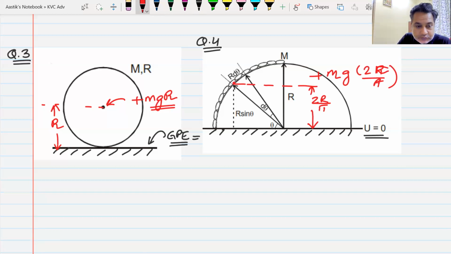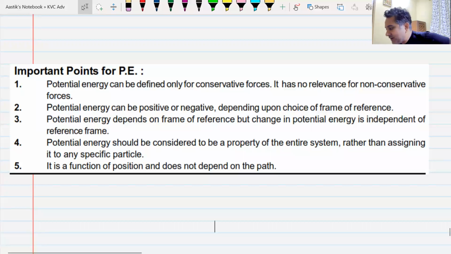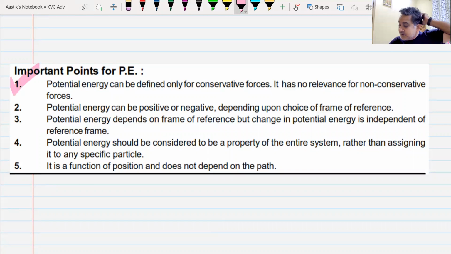Done. These are some of the important points that you must remember about potential energy. We have already discussed this point. I just took them down point-wise. Point number one, it is only defined for conservative forces. Do we understand this?